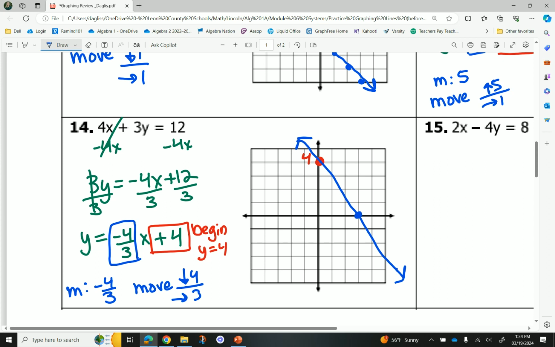Trigonometry is called pre-calculus here. So it's after algebra 2. It used to be called trig. When I was in high school, it was called trig.